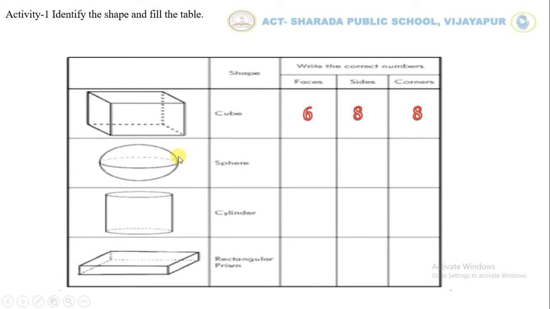Children, look at this image. It's a sphere. You have to fill in the information about the sphere here. So children, from the previous worksheet, you have to read the information and fill in these given blanks.